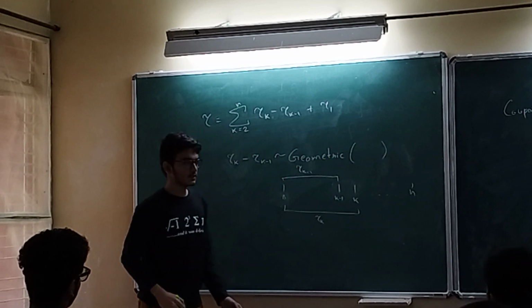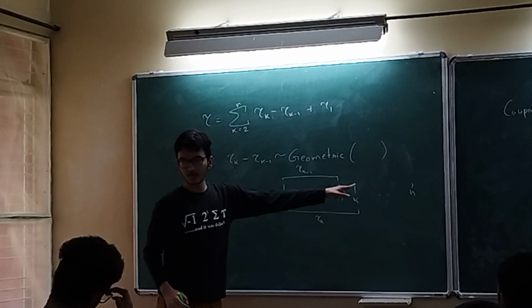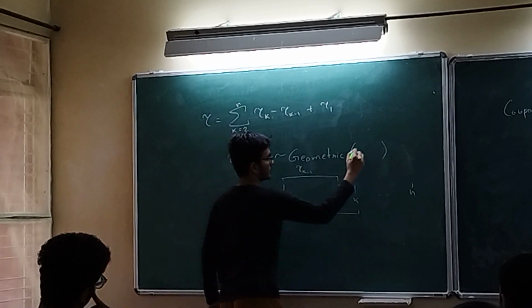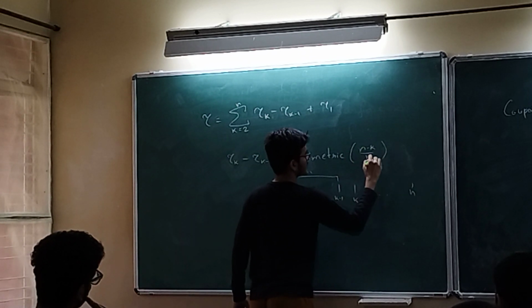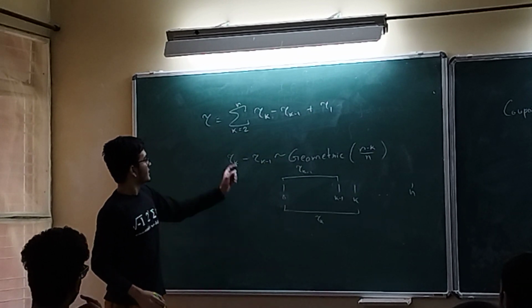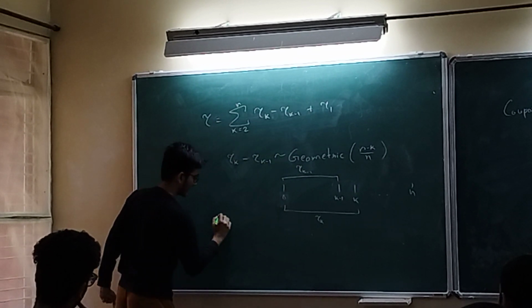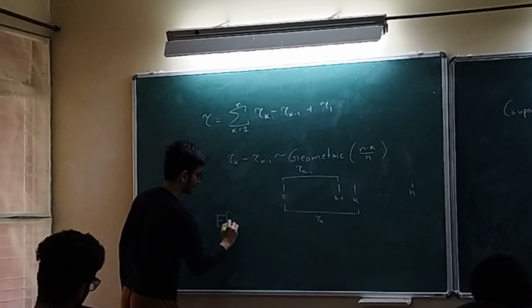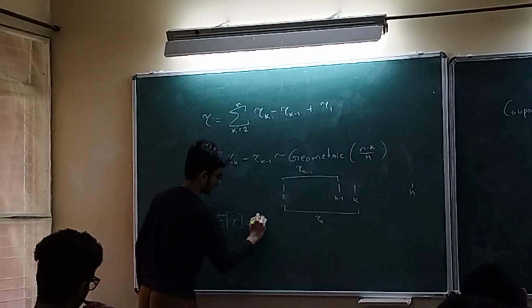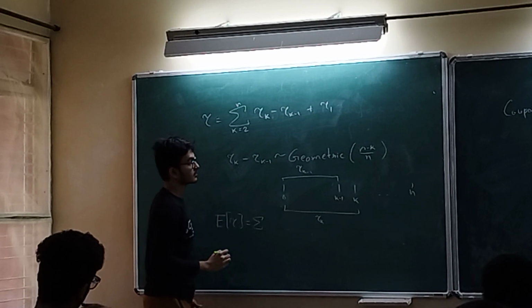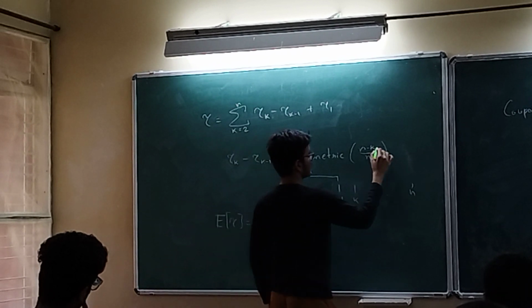And what will be the probability over here? This is just the probability of success. And what is the probability of success? (n minus k plus 1)/n. Now put expectation here. Expectation here.